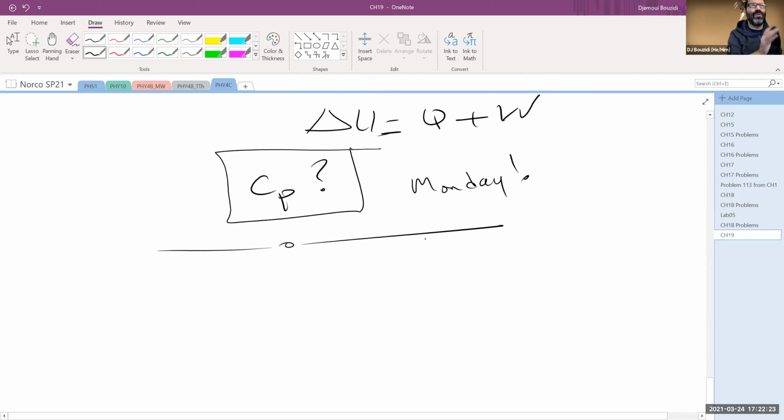And then we introduce a fourth process called the adiabatic process, which is part of our lab, actually. And then we're done with this chapter. Then we're going to introduce the second law and do a lot of problems from this one. Good?